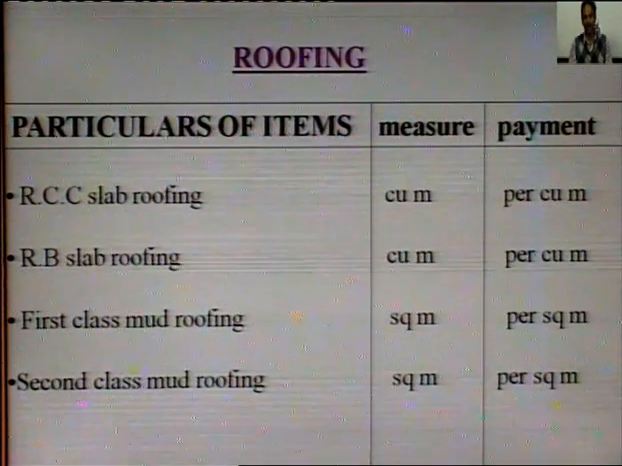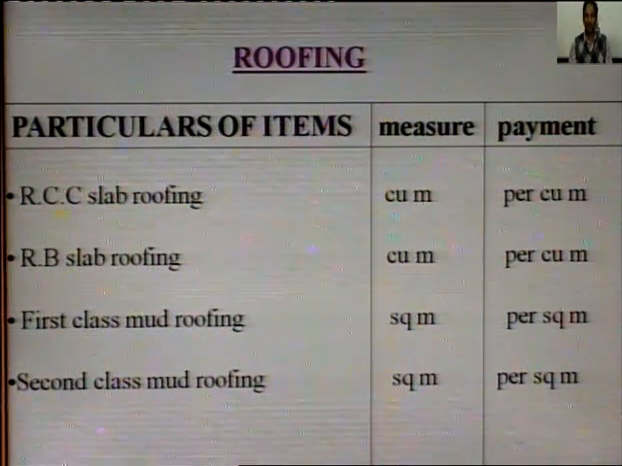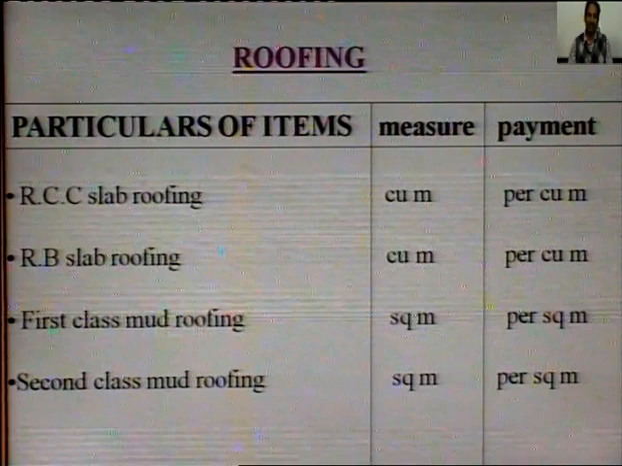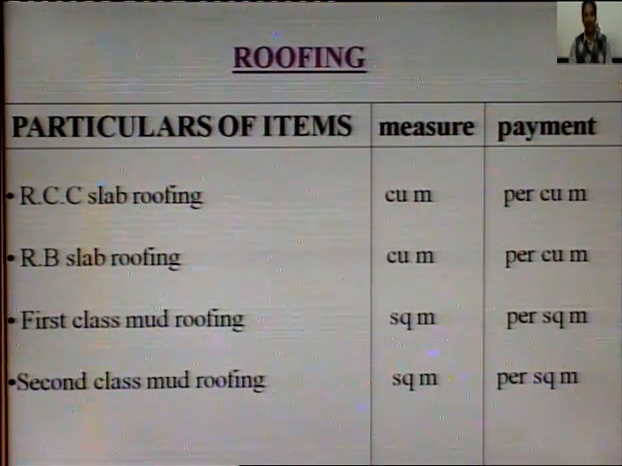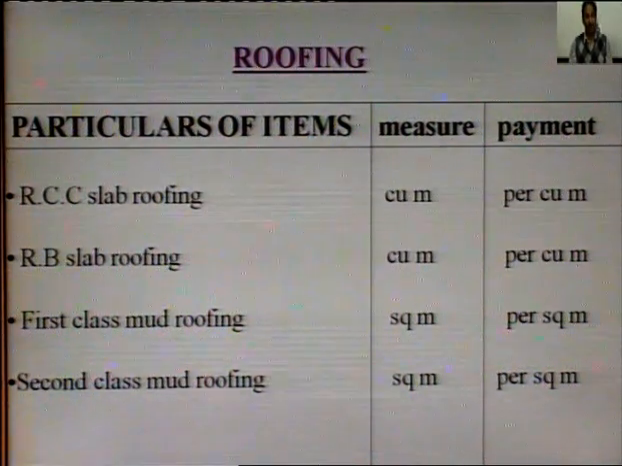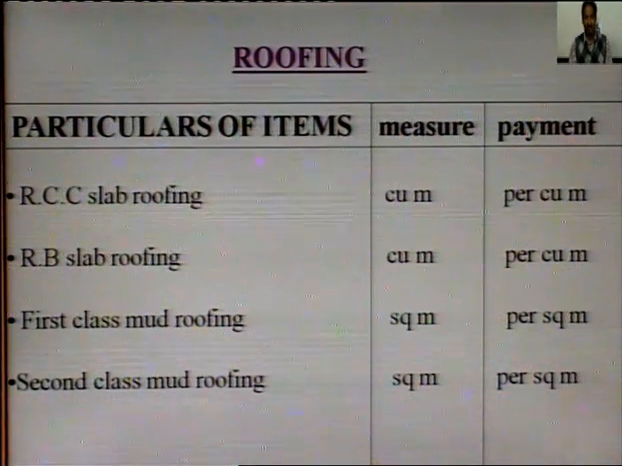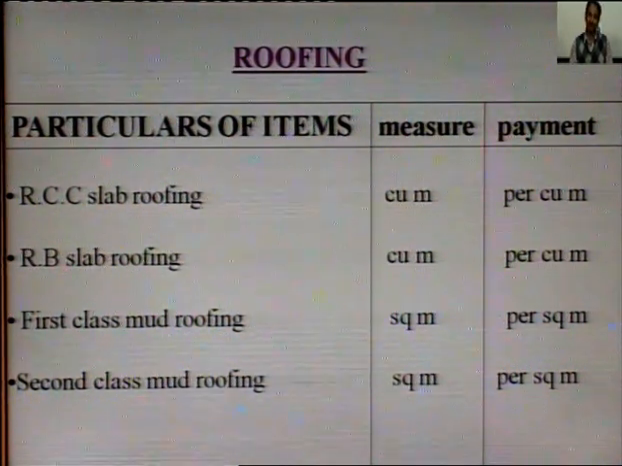So in case of second class mud roofing, your unit of measurement is square meter and your payment is per square meter. So in case of RCC roofing, RB slab roofing, first class mud roofing, and second class mud roofing, the unit of measurement differs for different items.